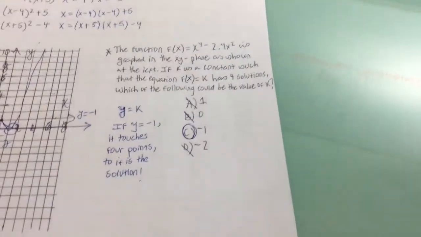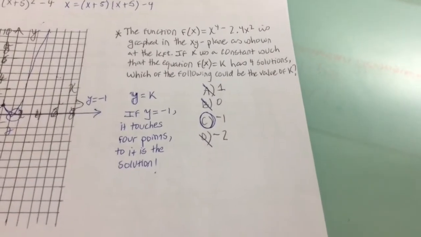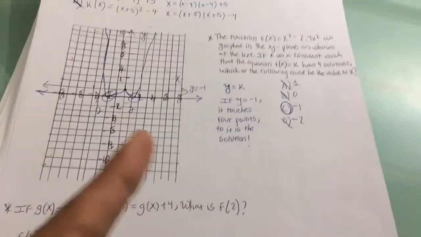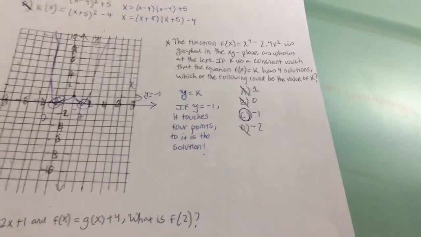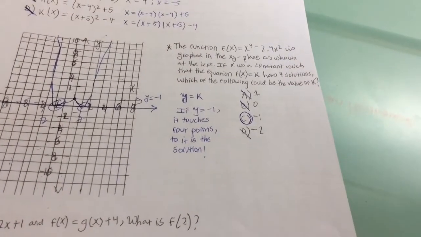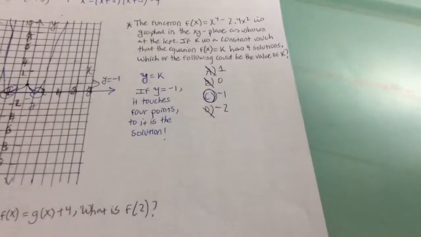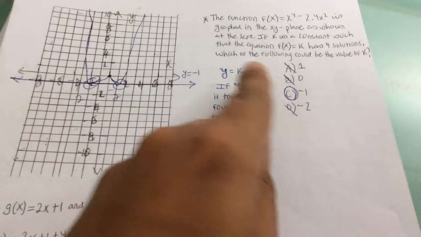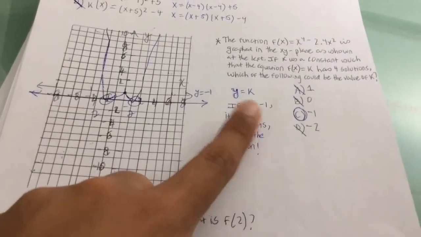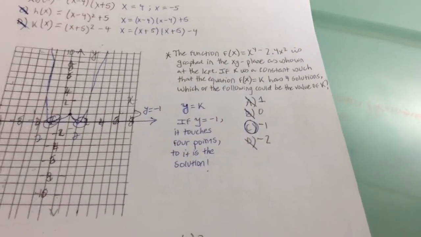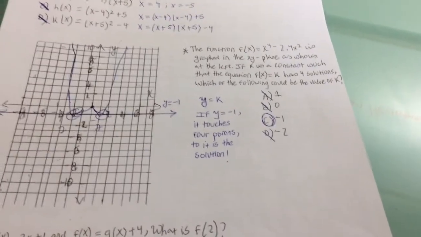The function f(x) equals x raised to the power of 4 minus 2, is graphed in the xy plane as shown at the left. It is a constant, so the equation f of x has 4 solutions, which could be the value of this variable. Okay, so y must be equal to the variable that is given, and y here is -1. Why is y -1? Here it says that it has 4 solutions. y must be equal to -1.